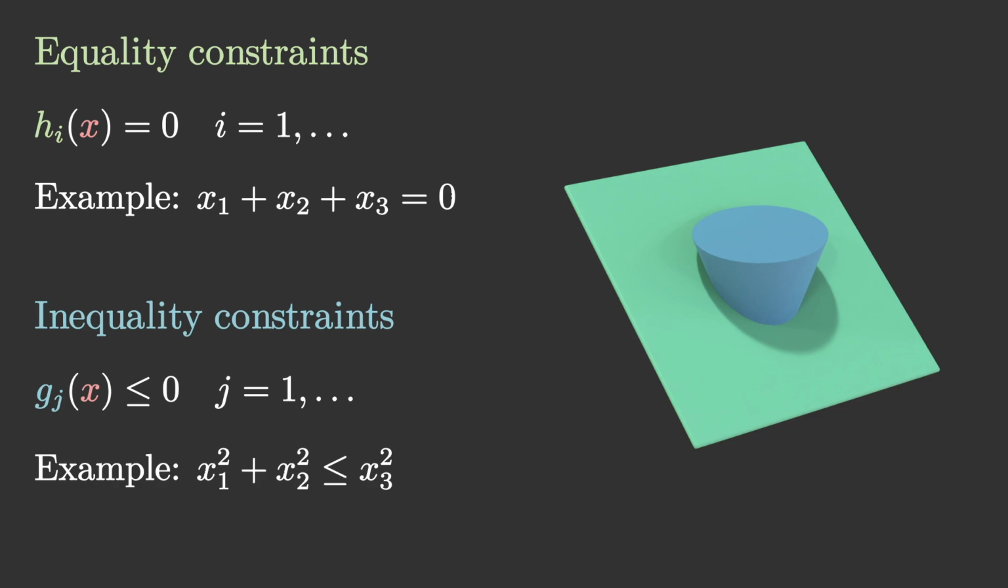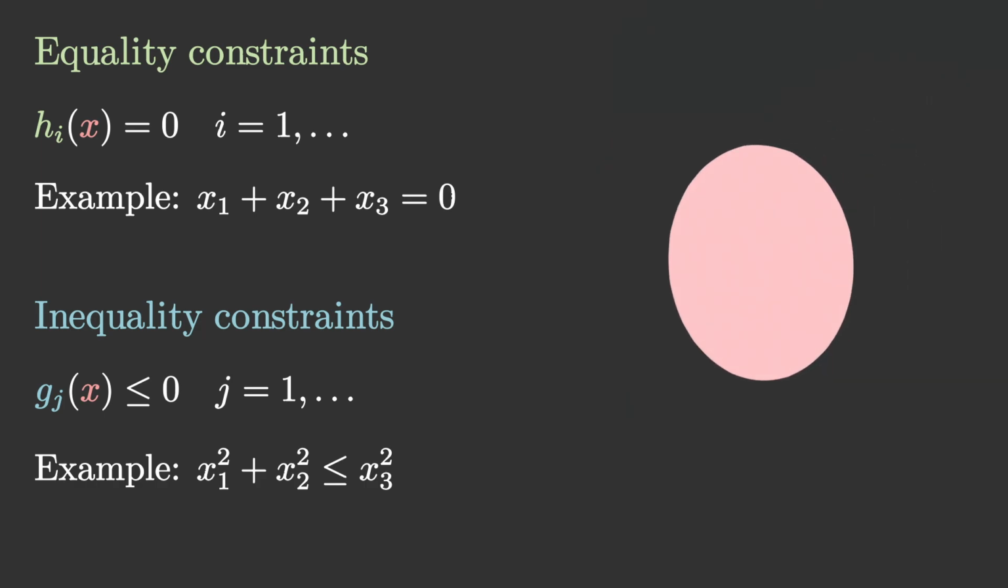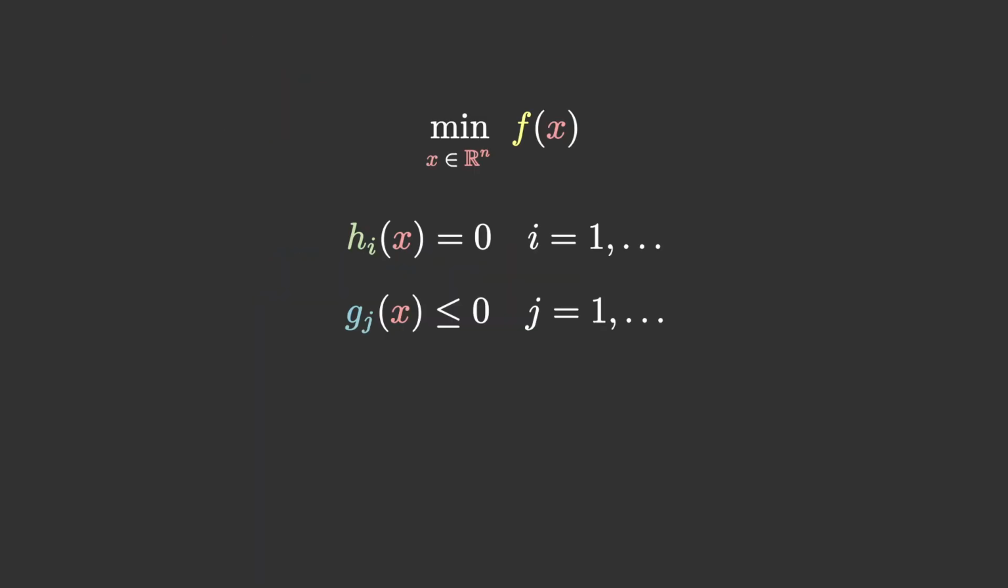The equality and inequality constraints together define what is known as the feasible set, or the set of possibilities where you can pick the decision variable X from. To recap, optimization problems are often written in this form. Let us right away see some examples.